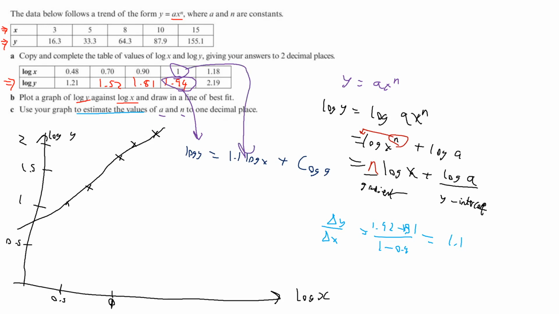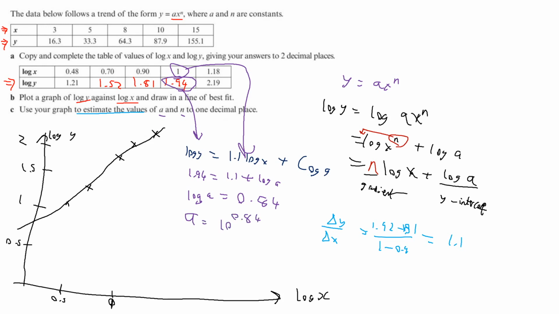So, 1.94 is the same as 1.1 plus log a. So log a is equal to 1.94 minus 1.1, which is 0.84. Okay? Which means that a is going to be 10 to the power of 0.84.